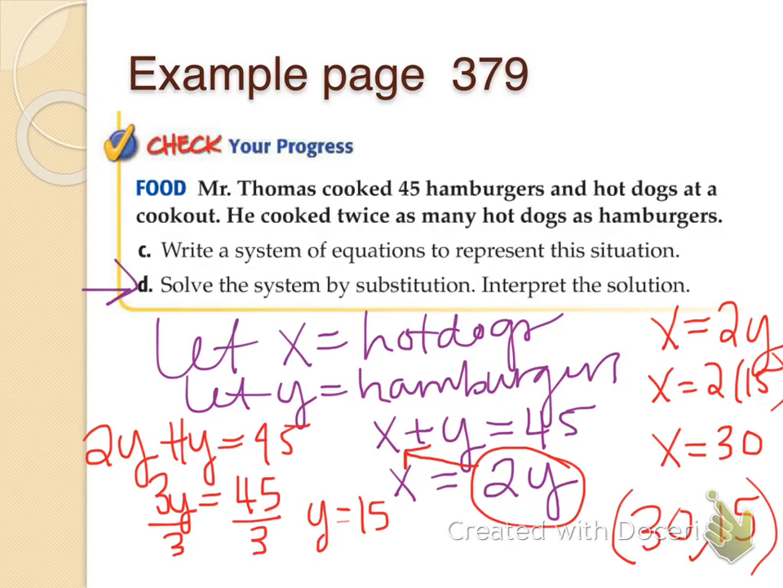And we can check that. 30 plus 15 is 45. And then 30 equals 2 times 15. That is true. 30 equals 30.